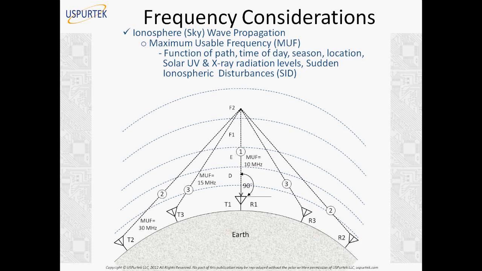Of course, as we discussed before, it's a function of path, time of day, season, location, solar ultraviolet and X-ray radiation levels, and also sudden ionospheric disturbances. So it's not a very reliable path, it seems, but still it is used just for the benefit of having a longer range.